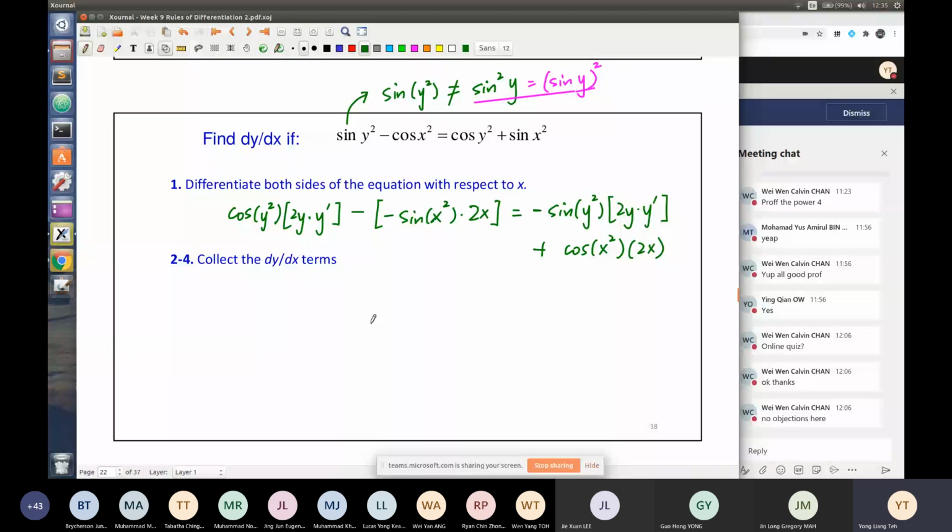Okay, if you are okay with that, then we just group the y terms together. No big deal. Just check for me. This guy looks like y prime. Then I have a 2y cosine y square, right? I also have a 2y here. So I can factorize out 2y. This is a plus, this is a minus sign. So I get cosine y square plus sine y square.